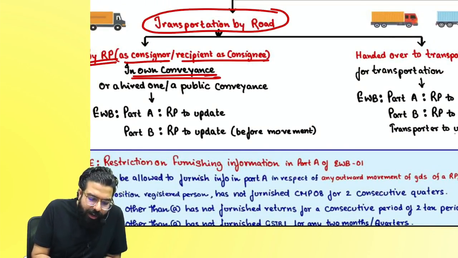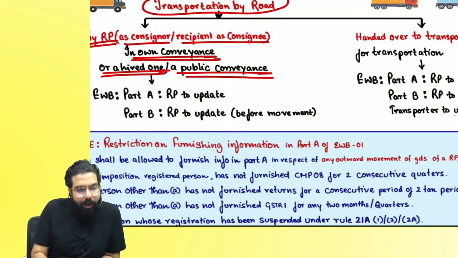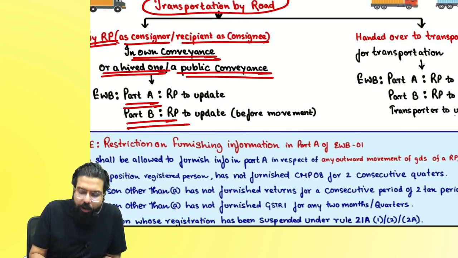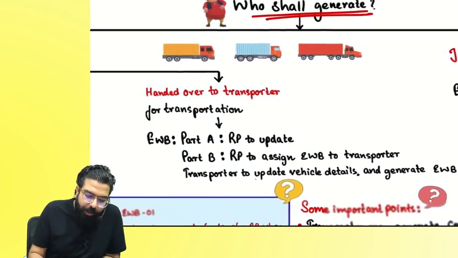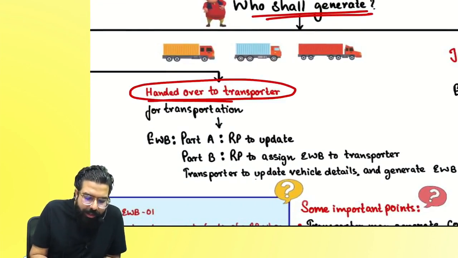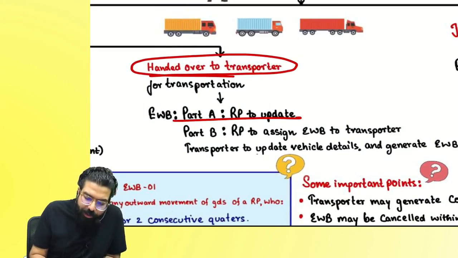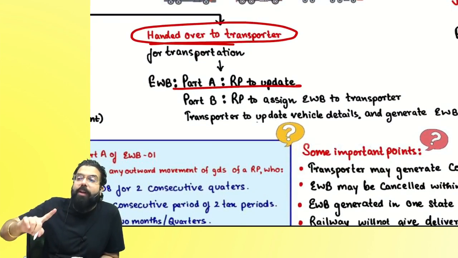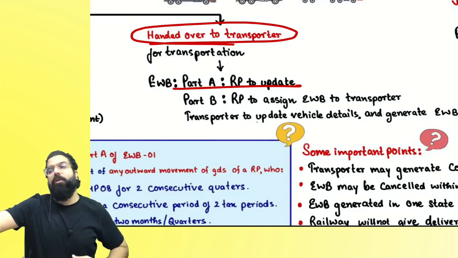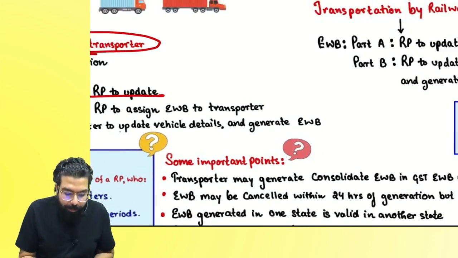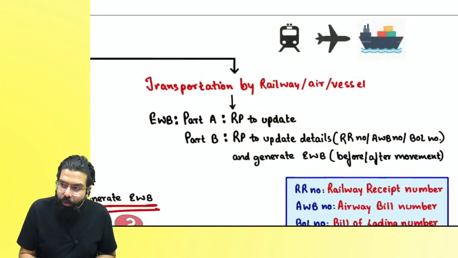If you are transporting on a conveyance, hired or public, you will fill Part A and also Part B before movement. Sir, if you have handed it over to a transporter, you will fill Part A, and you will not fill Part B. You will assign the e-way bill to the transporter. He will update the Part B details and generate the e-way bill, take the goods and go.